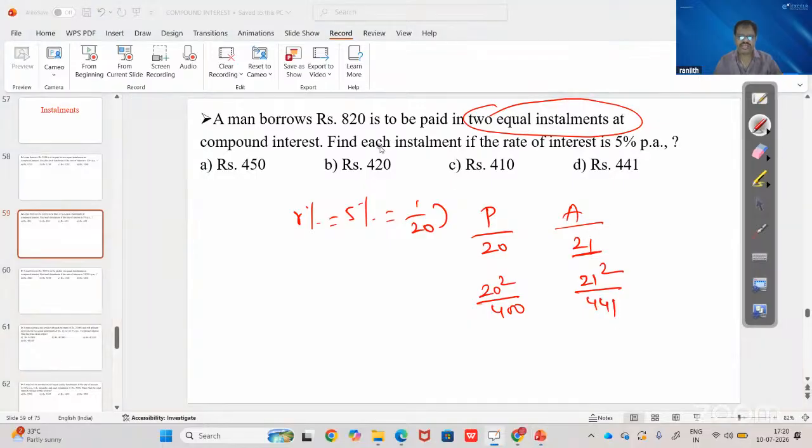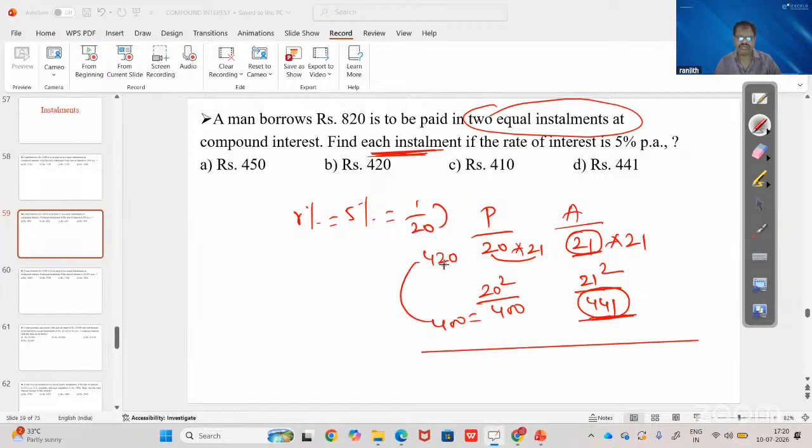So each installment will be the same each and every year. Here the installment we are getting is 441. Here also, to get 441, we need to multiply by 21. So here also we need to multiply by 21. So 20 into 21 is 420. Here it will be 400. So the principal sum will be equal to 420 plus 400 equal to 820.